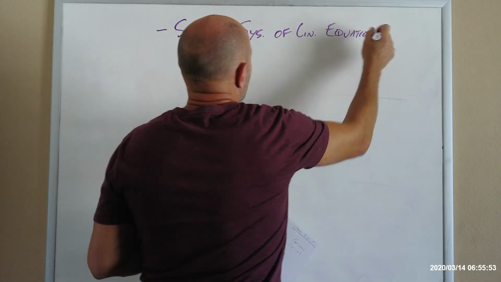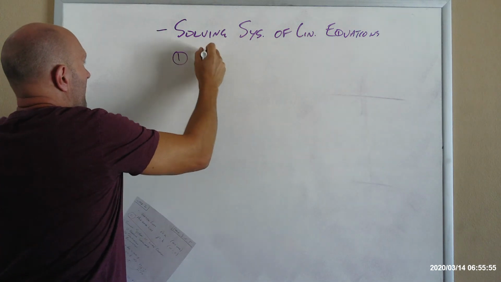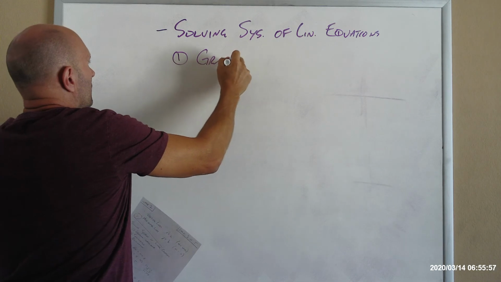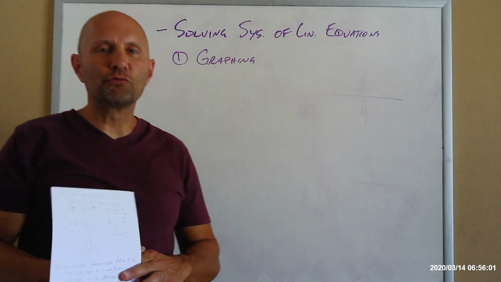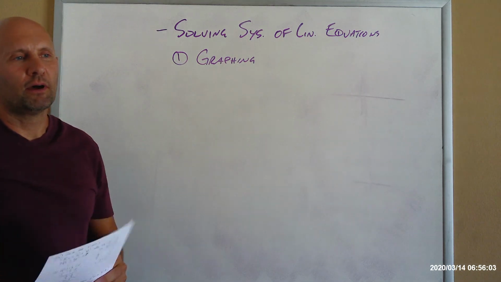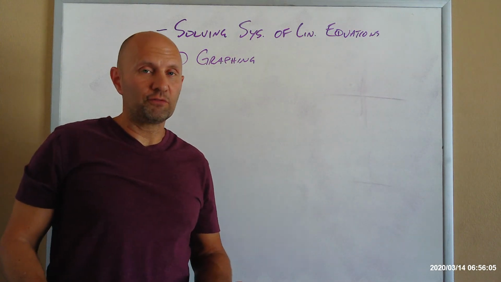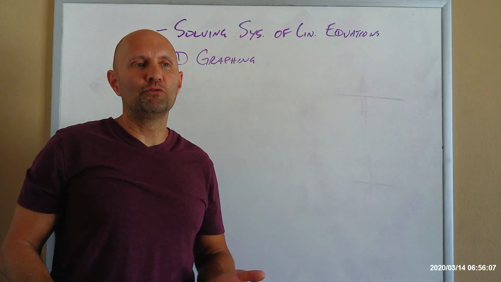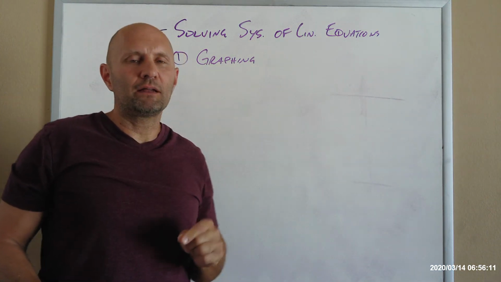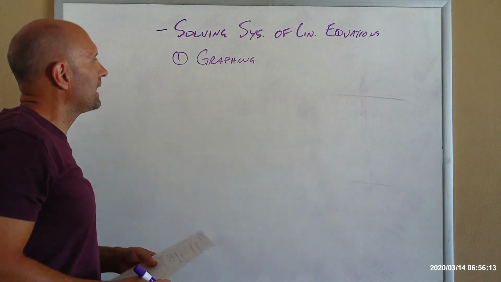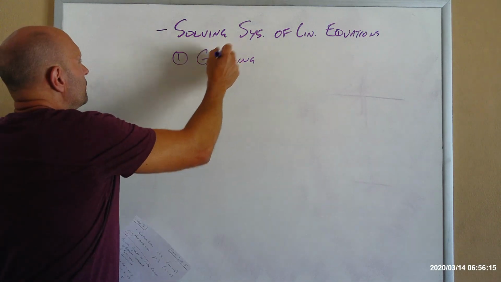we have three options. Option 1, graphing. Now, the problem with this one is that it's extremely inaccurate. If you're drawing the graph yourself, you're probably not going to have it super accurate. Even if it's on a computer, trying to pick out that exact point might not even be possible. So we don't really use this one too much.